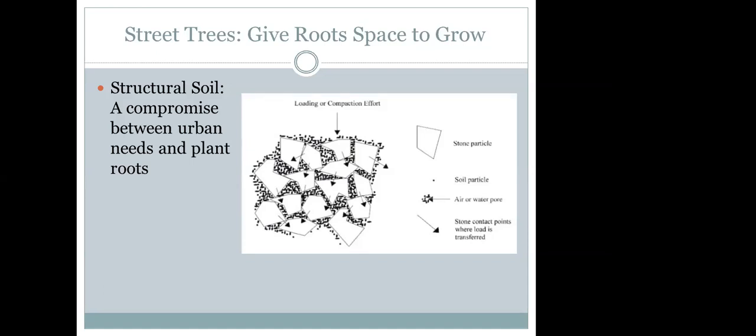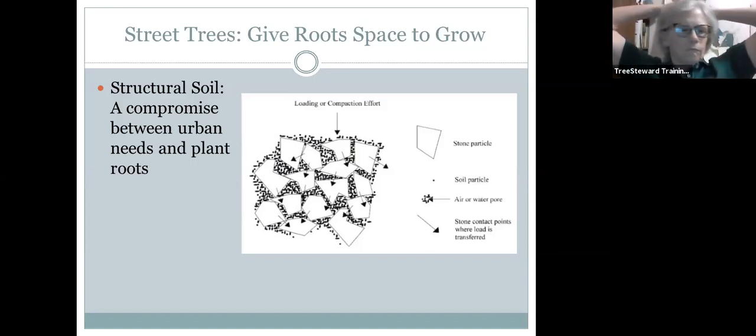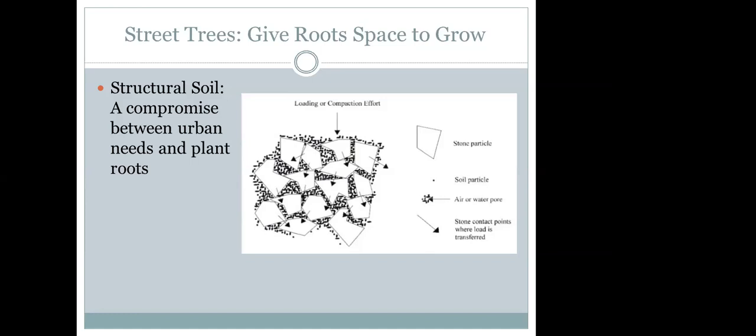And the stone particles basically provide the strength, the loading. So when weight is applied to the top of the structural soil, the stone particles sort of lock together, and they provide the load bearing that's needed for the urban needs. But there's big pore spaces full of rich soil, and that provides the rooting medium for the soil.